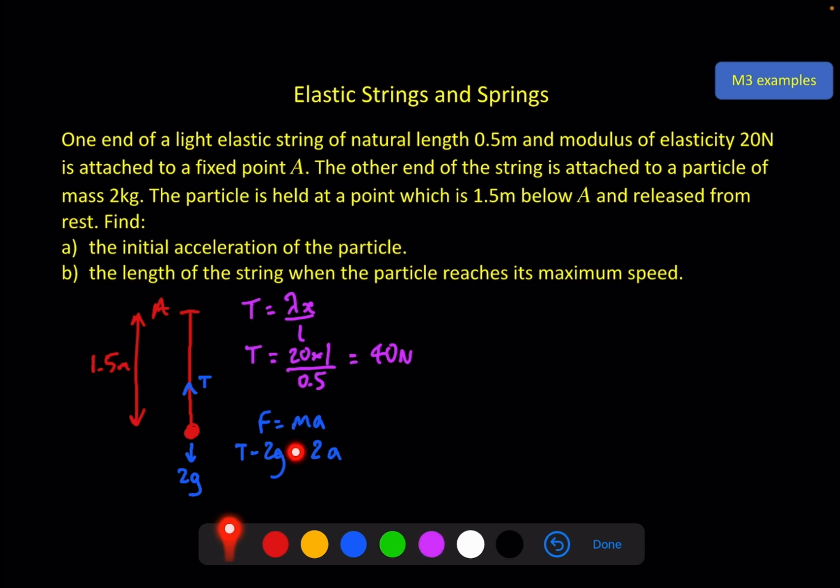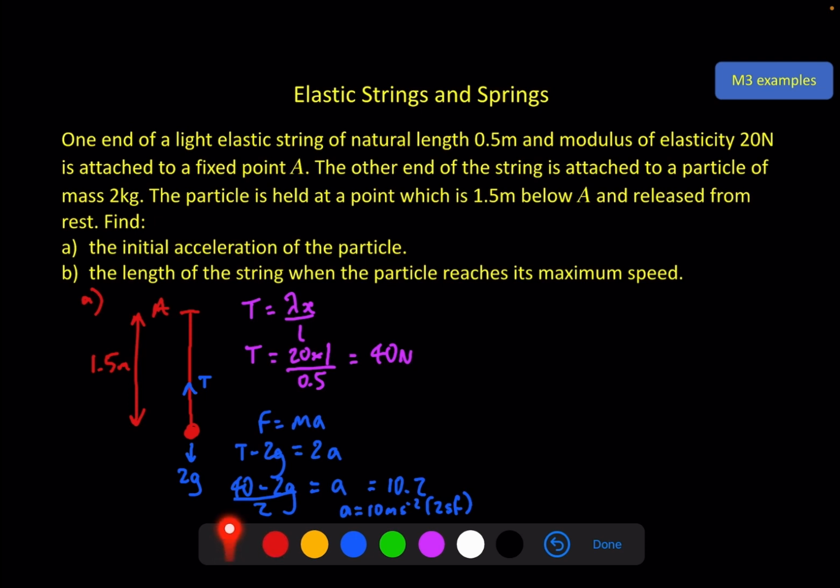Then we go ahead and we do this bit, which we've already done. We put 40 in here and we calculate A. So we've got 40 minus 2 times g, divided by 2, is equal to A. And if I put g as 9.8 on my calculator, that gives me an answer of 10.2. I suppose I should round that to two significant figures because we've used g as 9.8. So let's say A is equal to 10 meters per second squared to two significant figures. That is part A.